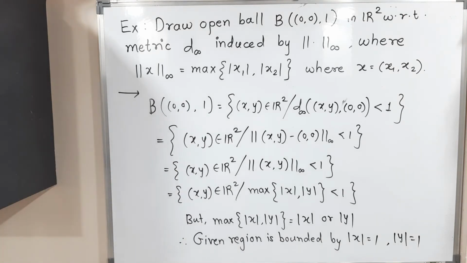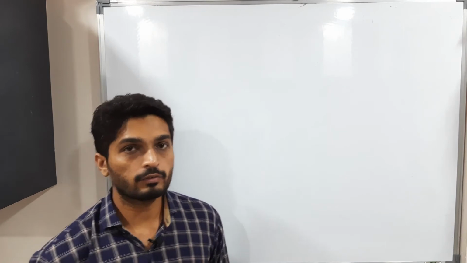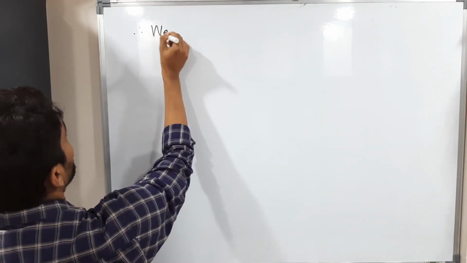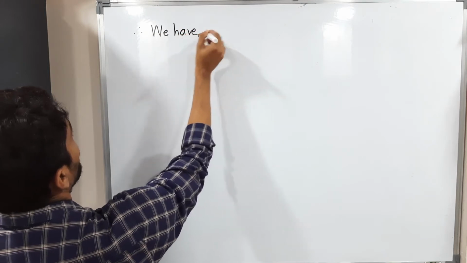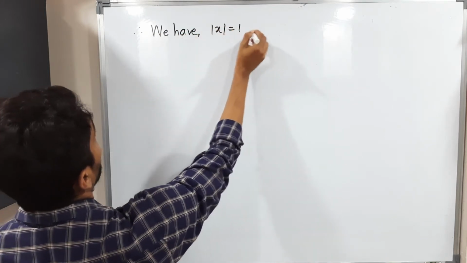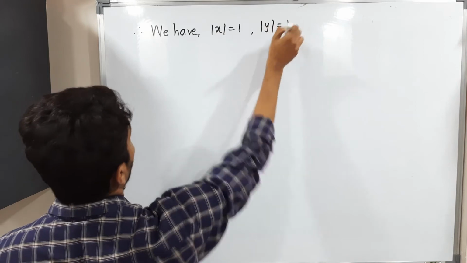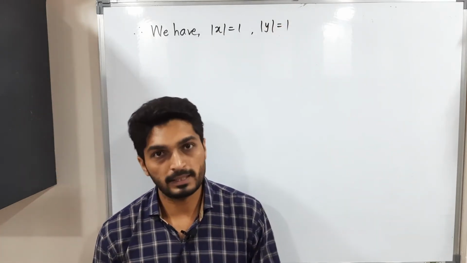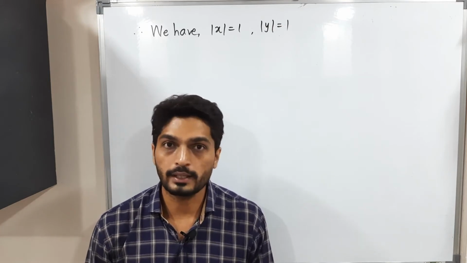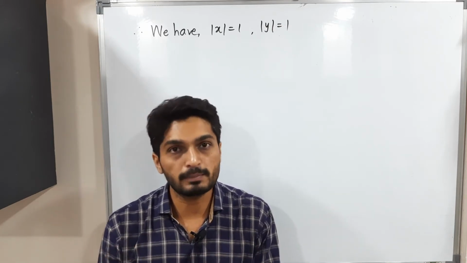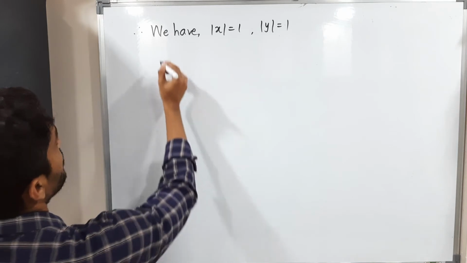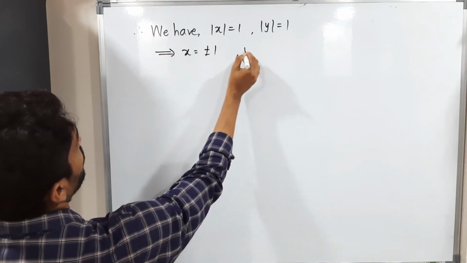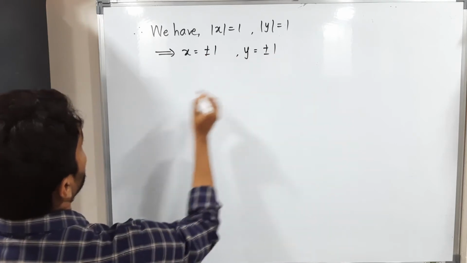So therefore we have mod x is equal to 1 and mod y is equal to 1. So mod x is equal to 1 means the value of x can be plus minus 1, and mod y is equal to 1 means plus minus both signs will be there. So therefore this implies I can write x is equal to plus minus 1 and y is equal to plus minus 1.